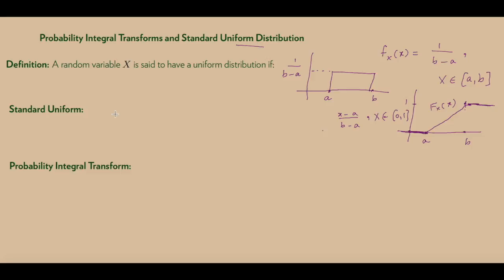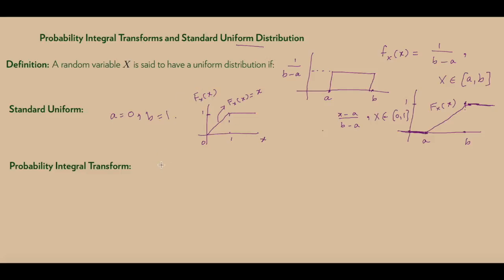Now, what is the standard uniform distribution? For the standard uniform distribution, we have a equal to 0 and b equal to 1. In other words, my CDF will look like this. This is my 1, this is my 1, and this is my 0, and F_X of x is equal to x.